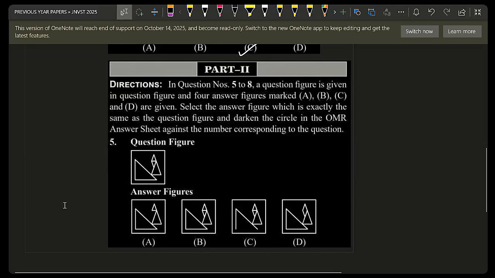Part 2, directions. In question numbers 5 to 8, a question figure is given and 4 answer figures marked A, B, C, D are given. Select the answer figure which is exactly the same as the question figure and darken the circle of the appropriate option. So it is a similarity based question. So which looks exactly similar to the given question figure, you have to find. By comparing the question figure with the option figures, I can see B is clearly the answer. We'll take the next questions.